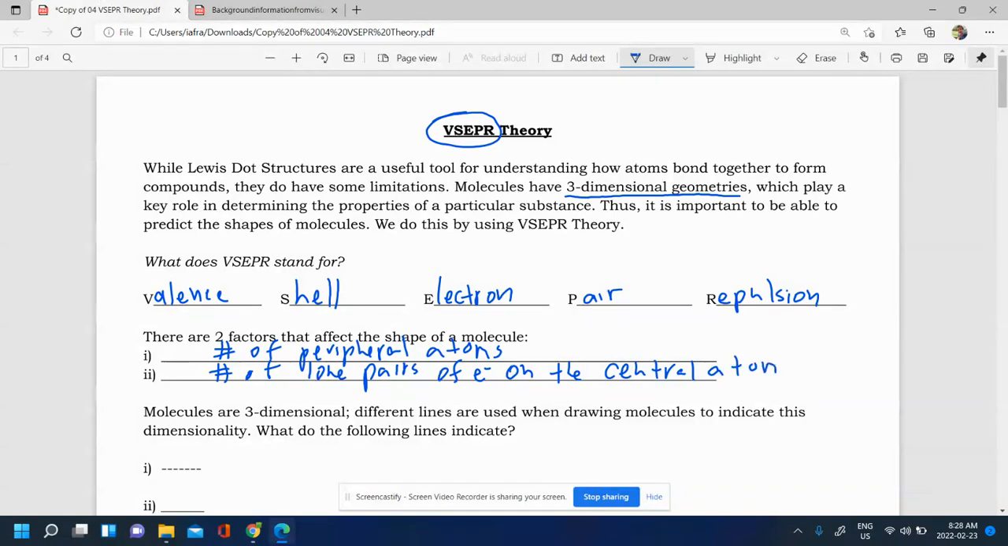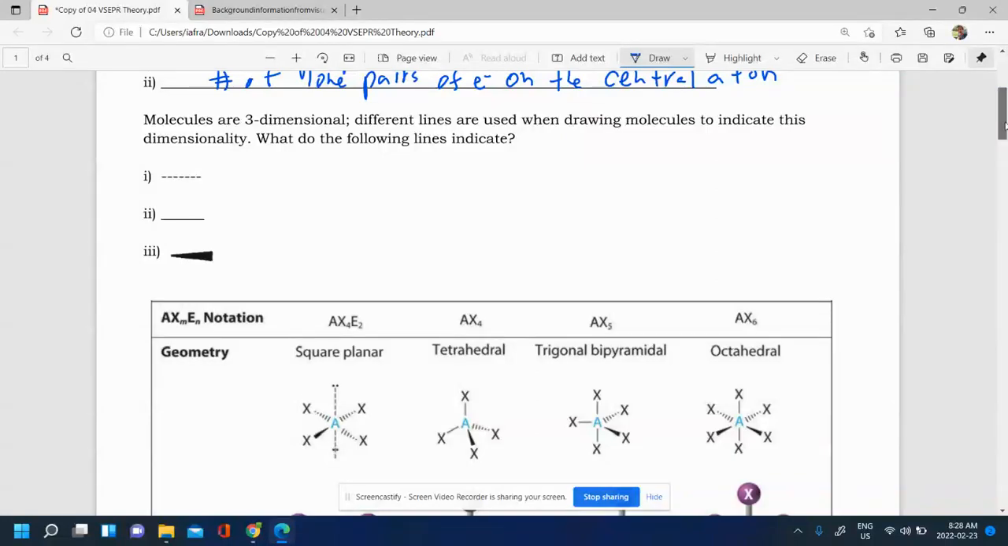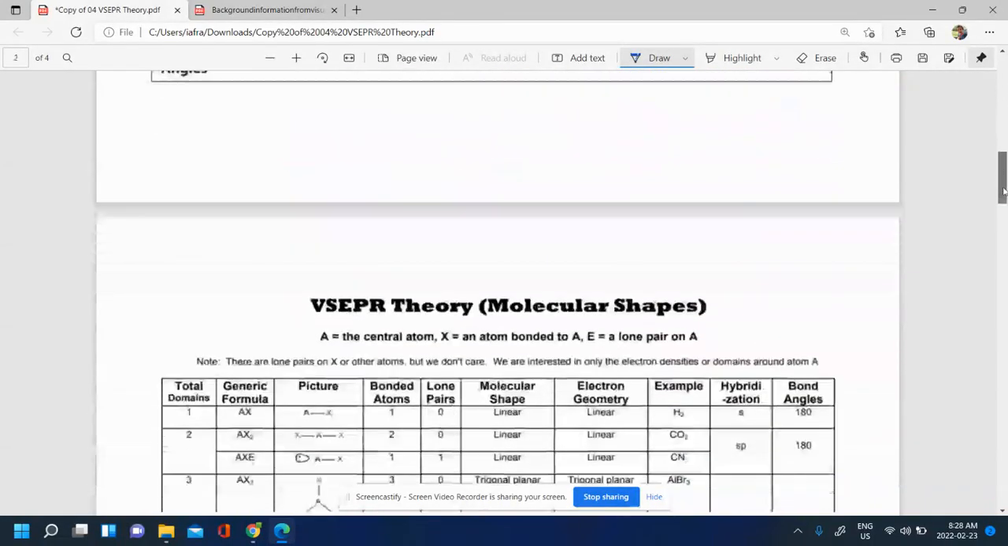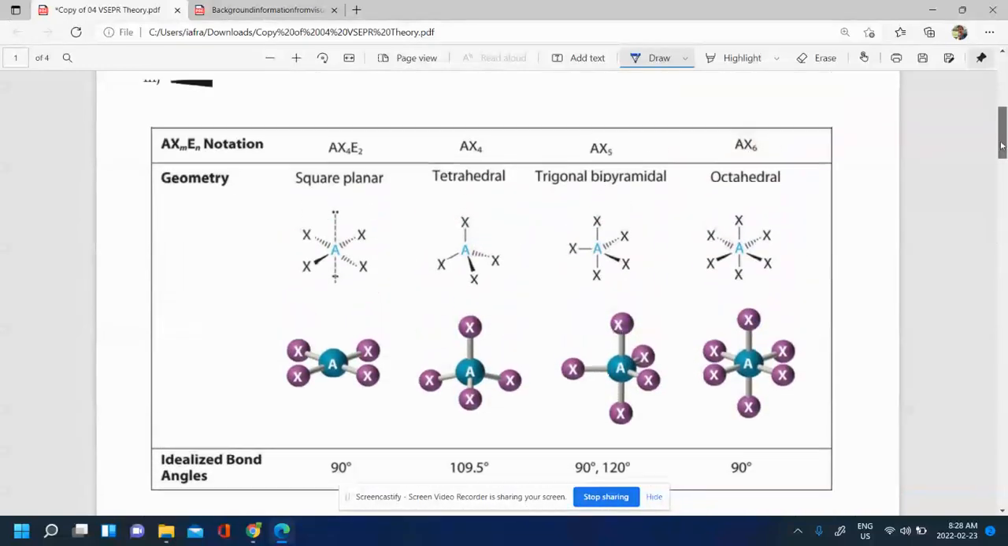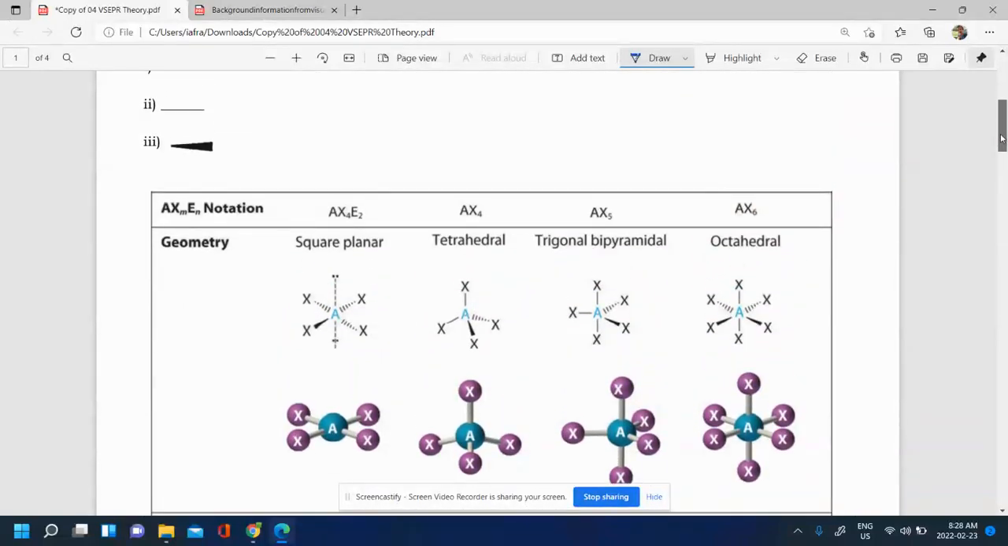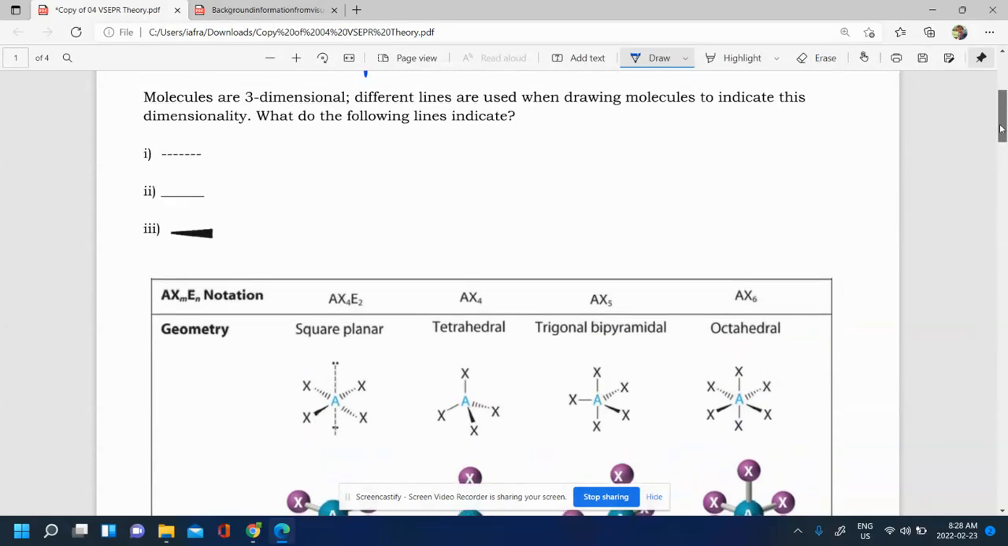And so using your knowledge of the number of peripheral atoms and the number of lone pairs of electrons on a central atom, you can figure out what the 3D shape of your molecule is going to be. And then you can actually draw it out in a 3D shape. So we have a few images and tables here that show us what a 3D shape might look like. And you'll notice there are some slightly different notations, or slightly different ways to draw a molecule in its 3D representation.